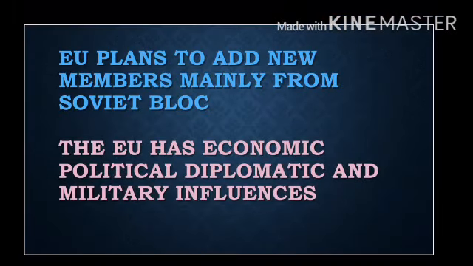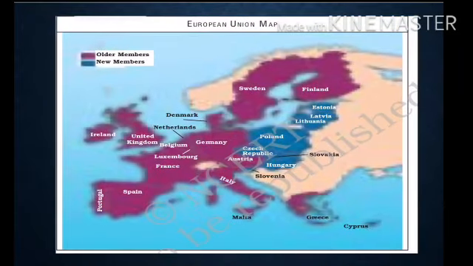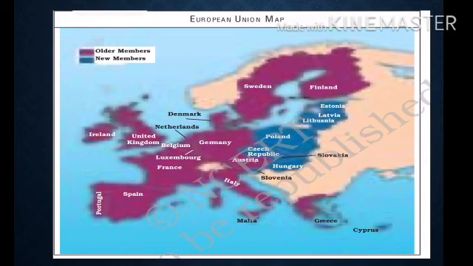Now, the European Union plans to add new members, especially from the Soviet bloc. The European Union was expanding, at the peak of its economy, with political, diplomatic, and military influence. Now we are going to talk about how the EU has become a political, economic, diplomatic, and military influence. This map shows the European Union: the purple shaded are the older members and the blue shaded are the new members.